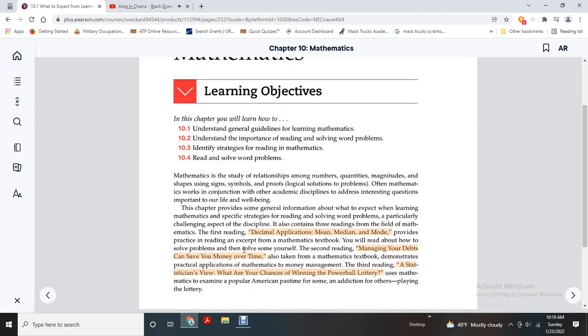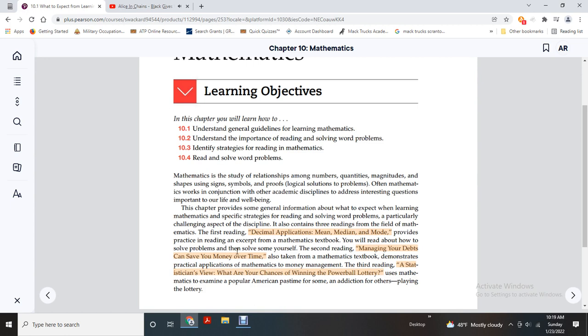Mathematics is the study of the relationships among numbers, quantities, magnitudes, shapes, signs, symbols, proofs, and logical solutions to problems. Often mathematics works in conjunction with other academic disciplines to address questions important to our life and well-being. This chapter provides some general information about what to expect from learning mathematics, and specific strategies for reading and solving word problems, a particularly challenging aspect of the discipline.